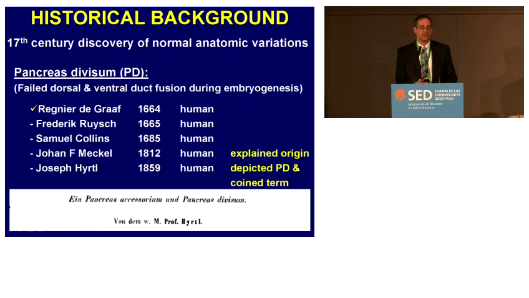The 17th century led to discovery of additional normal anatomic variations. Among these include pancreas divisum, defined as failed dorsal and ventral duct fusion during embryogenesis. This was identified by Regnier de Graaf in 1664, and later Meckel explained the origin, and Joseph Hyrtl depicted pancreas divisum and coined the term.